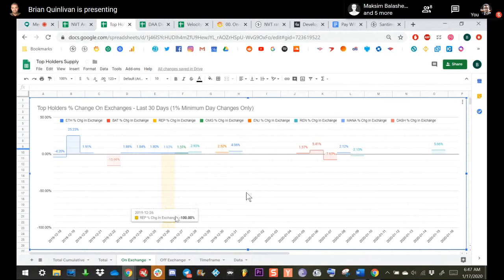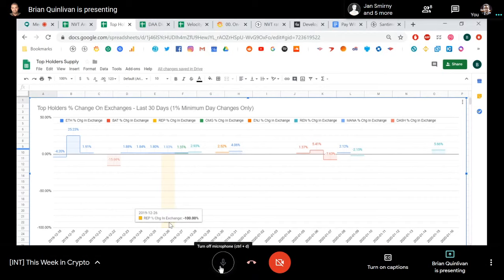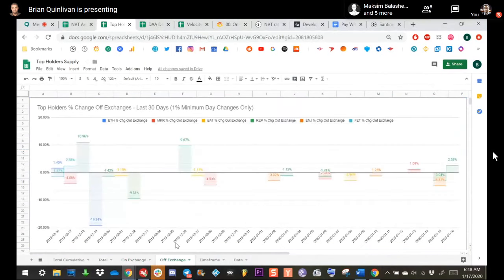I think this 100% one is an outlier that needs to be corrected with our data, because we don't have full tracking on REP exchange data right now, and I'll work that out with our developers. There has been a big dip in REP on exchanges though, so this could be correct. This is an error because we don't have full data on exchange stuff. I checked it out, but we do have it for off exchange, so it would be more accurate for REP here, where we don't really see anything significant.